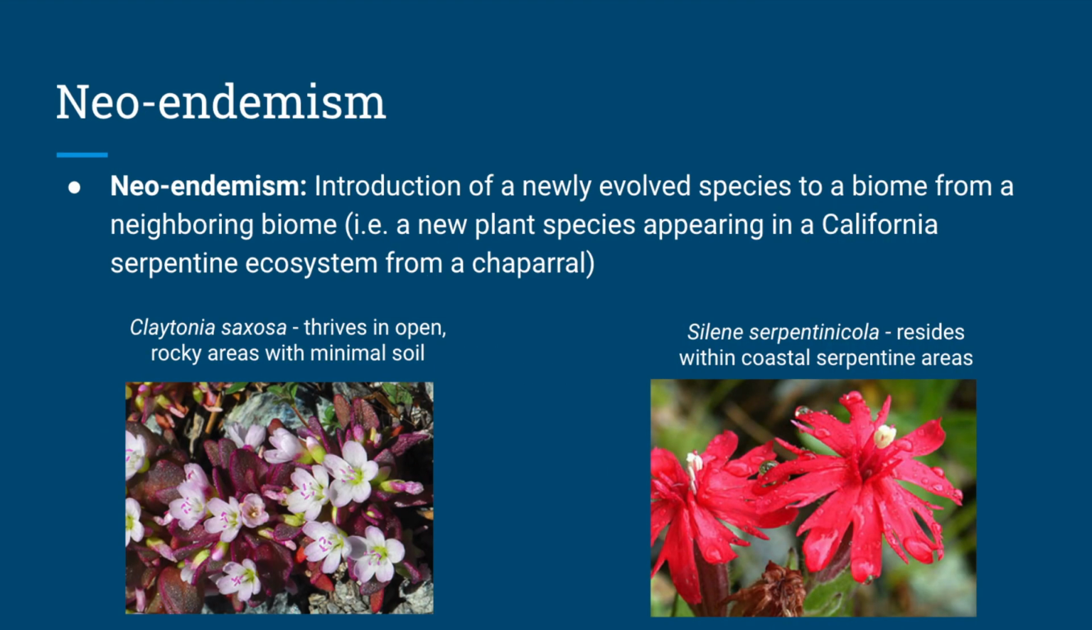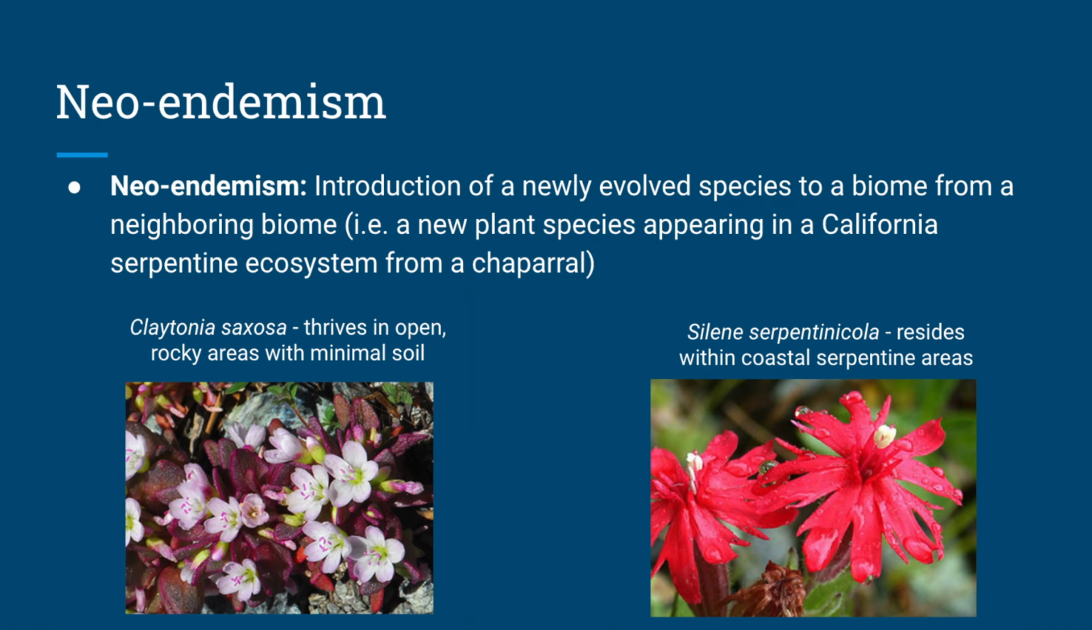Neoendemism refers to the introduction of species to a biome that are not natives to that biome, that found a way into that biome from a different neighboring biome. Essentially, the new establishment of a species into a biome from a biome that is not their home biome. In this case, if a species from a chaparral biome found a new home in a serpentine biome and began interacting with species in the serpentine, changing the chemistry within the biome.